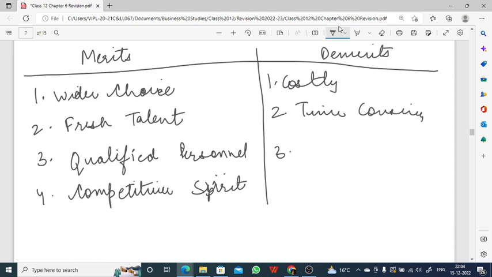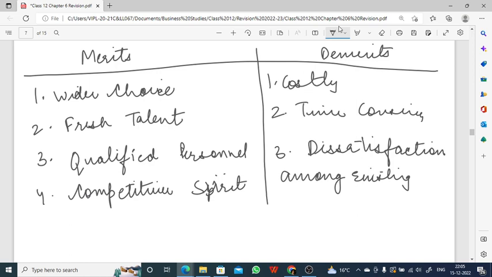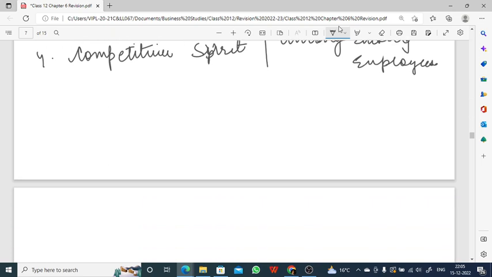And it might also lead to dissatisfaction amongst already existing employees. These are the merits and demerits of external recruitment. From here also, there can be direct questions, there can be MCQs.